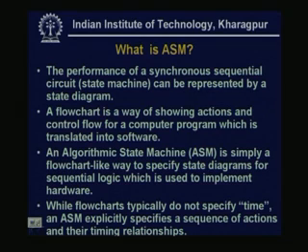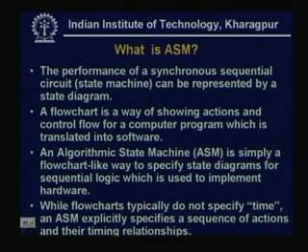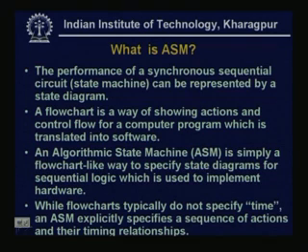The synchronous circuit is normally made up of a combinational circuit with memory, and the memory is clocked flip-flops. Now, the performance of a synchronous sequential circuit, or simply the state machine, can be represented by a state diagram. This performance can also be represented by a flow chart in a systematic way. A flow chart is a way of showing actions and control flow for a computer program, which is translated into software.